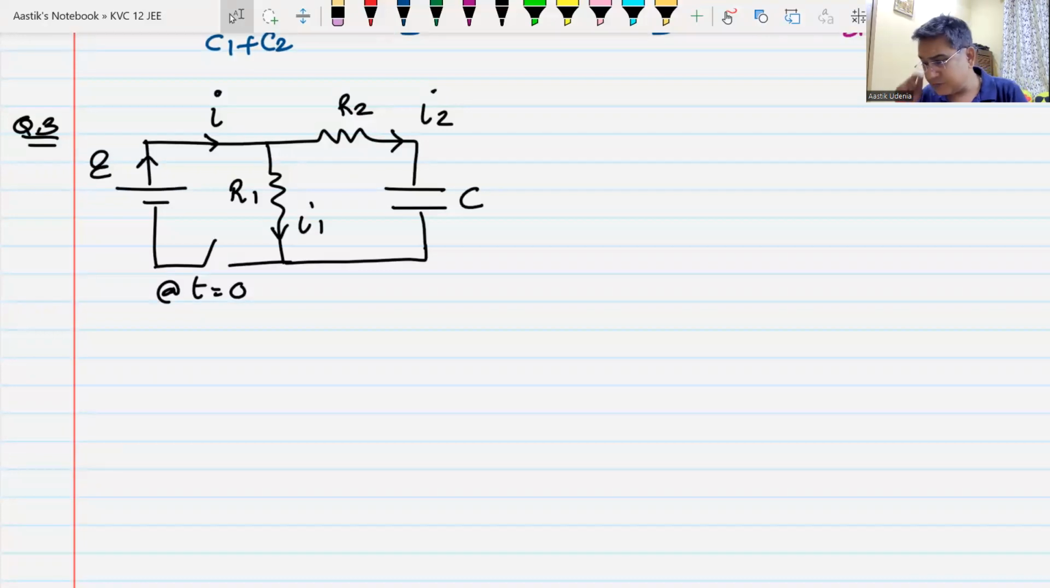Yes, I heard something. Was anyone going to give any answer? No one? Okay. Then the answer is very simple. At time t is equal to 0, the switch is switched on. How does this capacitor behave? Does anyone remember? At time t is equal to 0, how does this capacitor behave? Anyone remembers it?